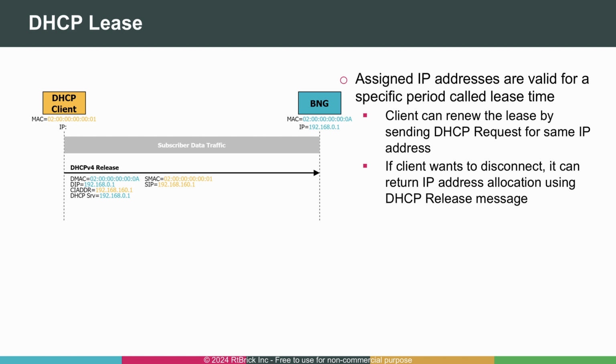Before the lease time expires, the client device can request to renew the lease for the same IP address by sending a DHCP request to the server. If the server approves the renewal, it will send a DHCP acknowledgement with a new lease time. If the client does not renew the lease, the IP address is returned to the DHCP server's pool to be assigned to another device. In case the subscriber wants to disconnect, it can send a DHCP release message to the server returning the IP address before the lease time expires.